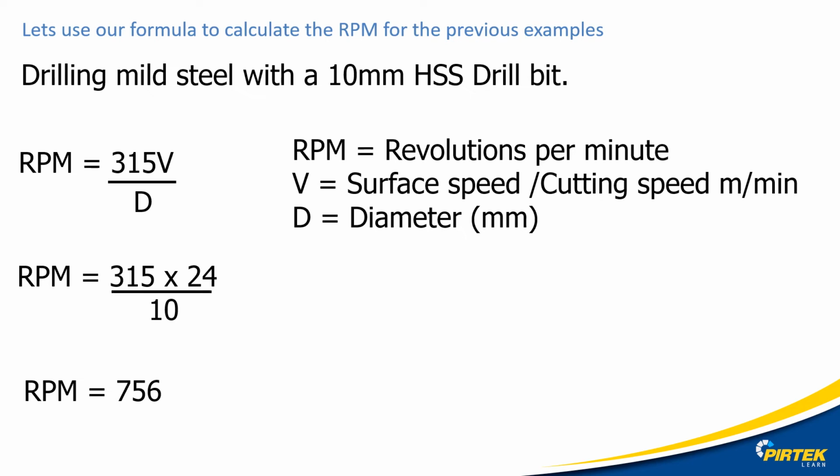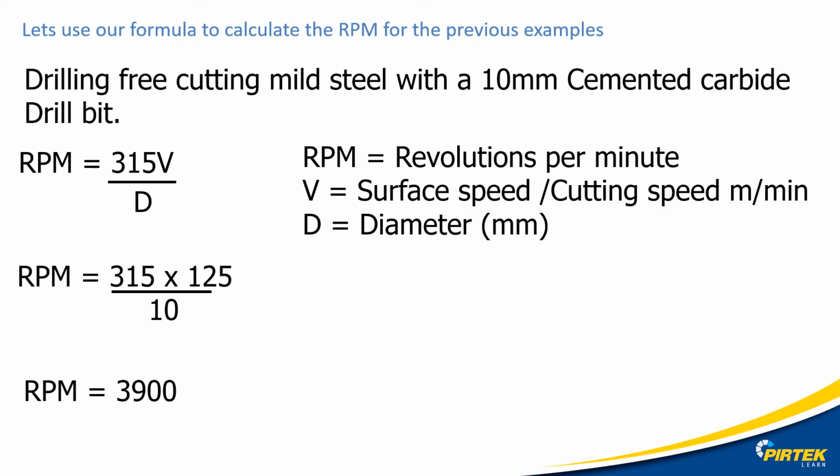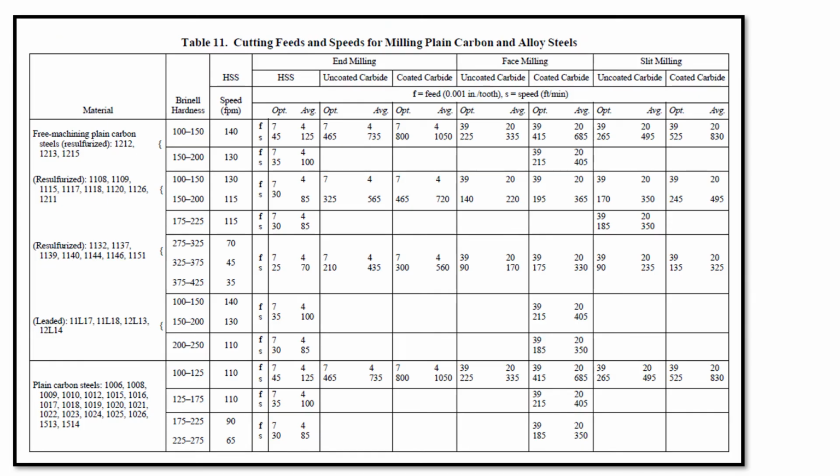If I had a drill press with a limited speed option, I would pick the closest speed to 756 revolutions per minute. Here we can see the difference different cutting tool alloys make. In this example, the same tool made out of carbide has to be rotated at 3,900 revolutions per minute. Pictured here is an example page from the Machinery's Handbook showing recommended surface speeds for high-speed steel tools. Note in this particular example the values are provided in feet per minute.